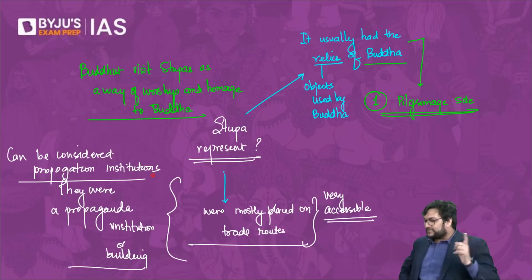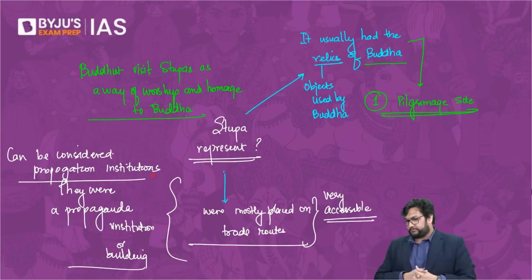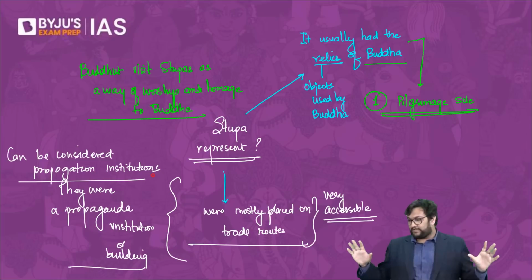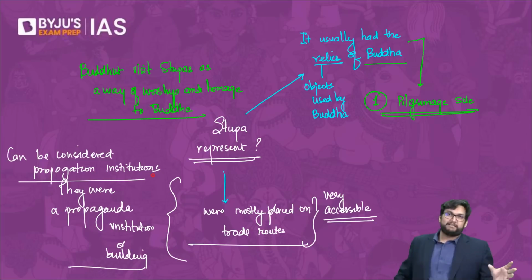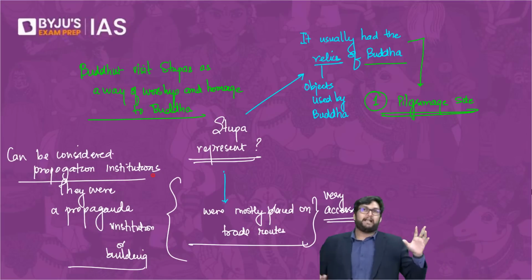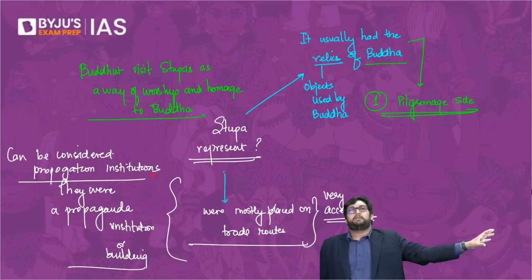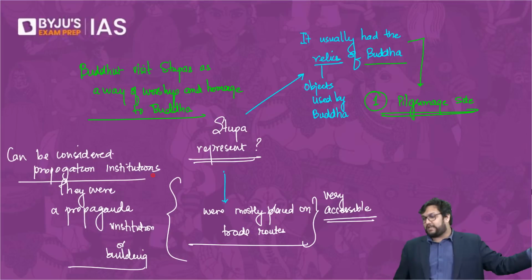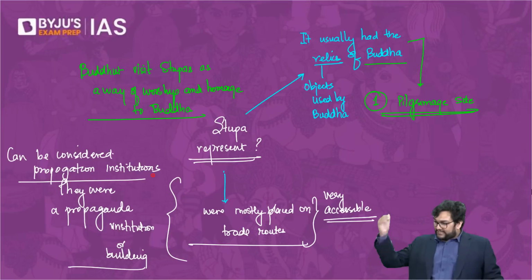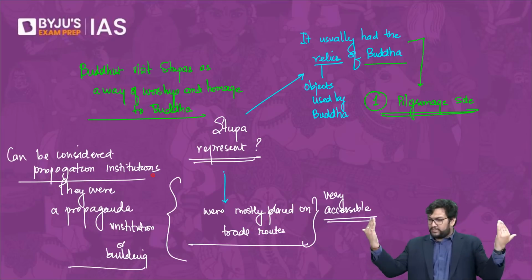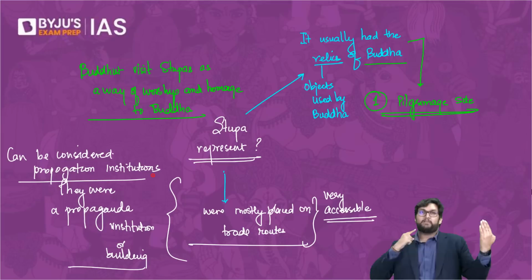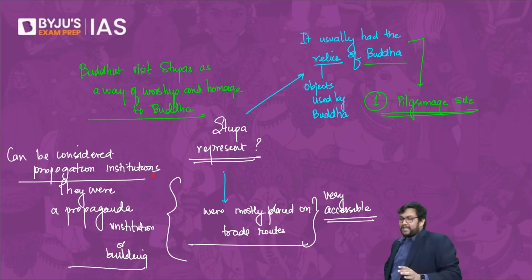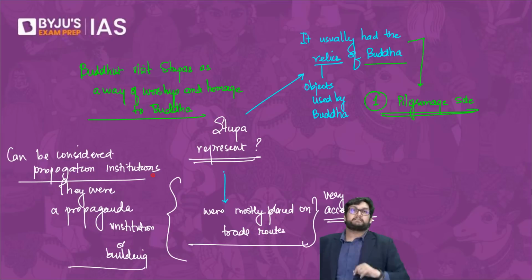Because they are very strategically placed on major trade routes. The earliest of all stupas are not just a pilgrimage site, they are also a certain advertisement. On the highway, the billboards or ad boards which you see, are they 5 kilometers away from the highway? No, they are exactly next to the highway, so that when you go from there, you look at that billboard and you are able to figure out what it is.